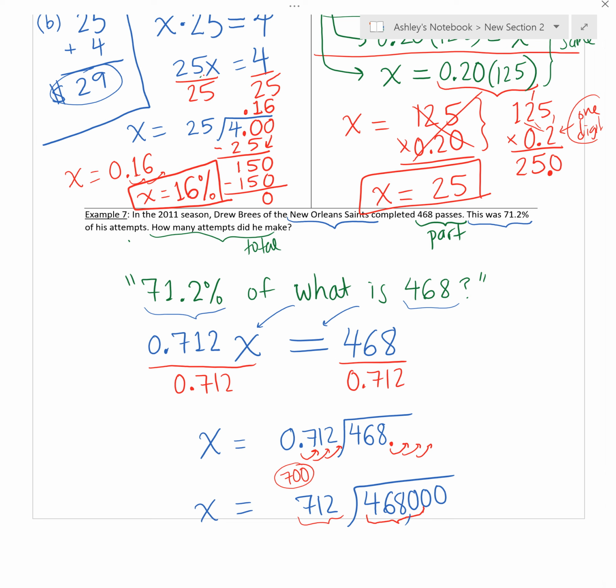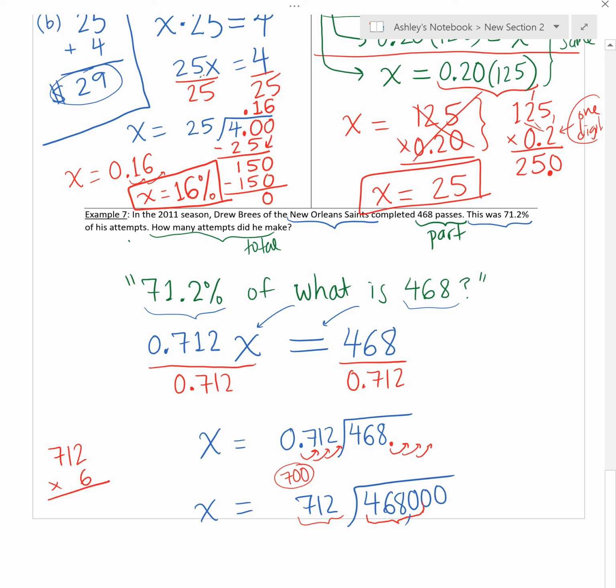Let's see, 700 times 2 is 1,400, that's not enough. 700 times 3 is 2,100, no. 7 times 4, too small. 7 times 5, too small. 7 times 6, that's close. 700 times 7 would be too much, because 700 times 7 is 4,900. I'm going to see about 6. Maybe 712 times 6 might be what we want.